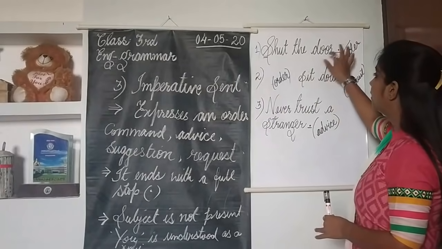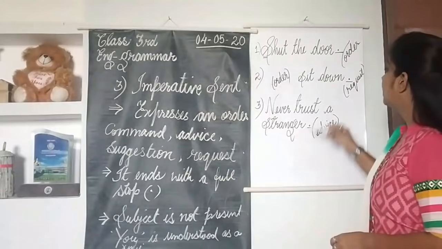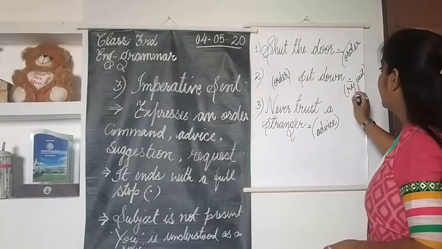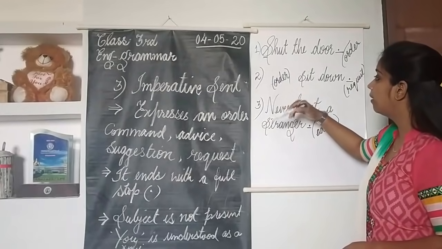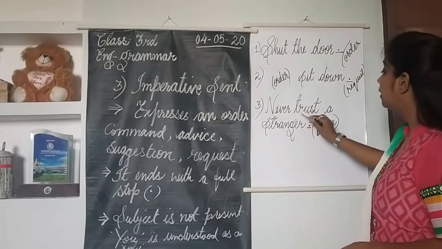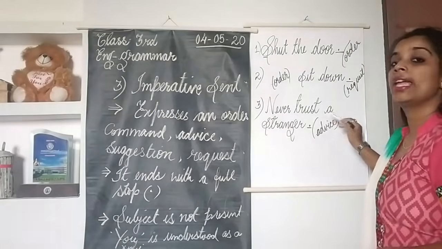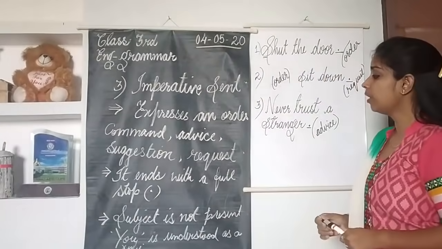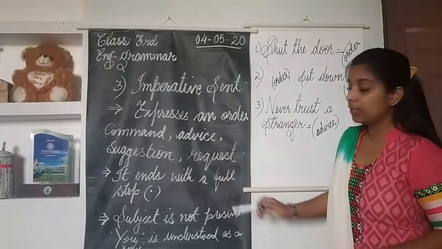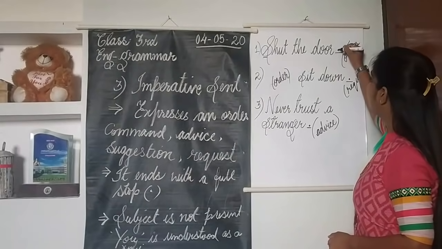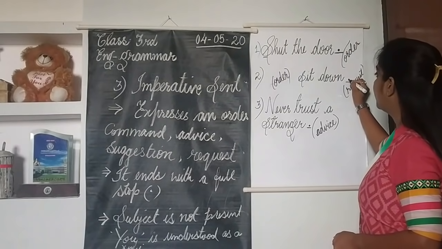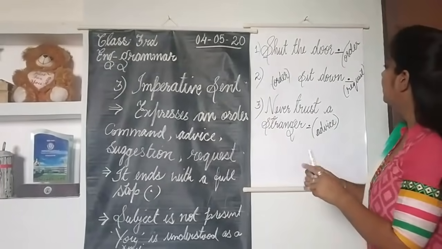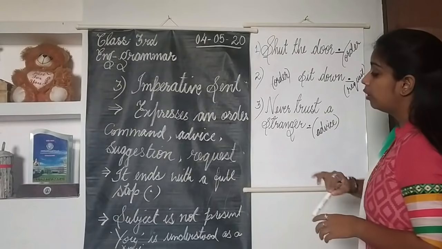You can see the first sentence was an order, the second sentence was a request. If please was added here, please sit down. Then later when please is removed from here, it became an order. Then the third sentence, never trust a stranger, again is an advice. So I hope the first point is clear to you all. Now, the second point, it ends with a full stop. You can see in all these sentences, I have put a full stop at the end.